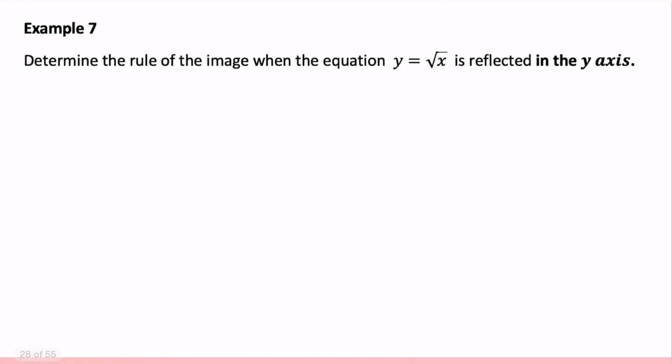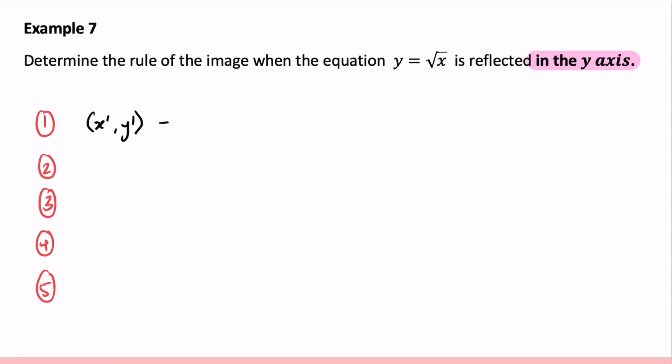So we'll try with this one, determine the rule of the image when the equation y equals root x is reflected in the y-axis. Again, if we were to apply the method with our 5 steps. So our new x and y, as we said, a reflection in the y-axis means that our x values are going to be affected. We will then equate. Sorry, this should be an arrow, not an equal sign.